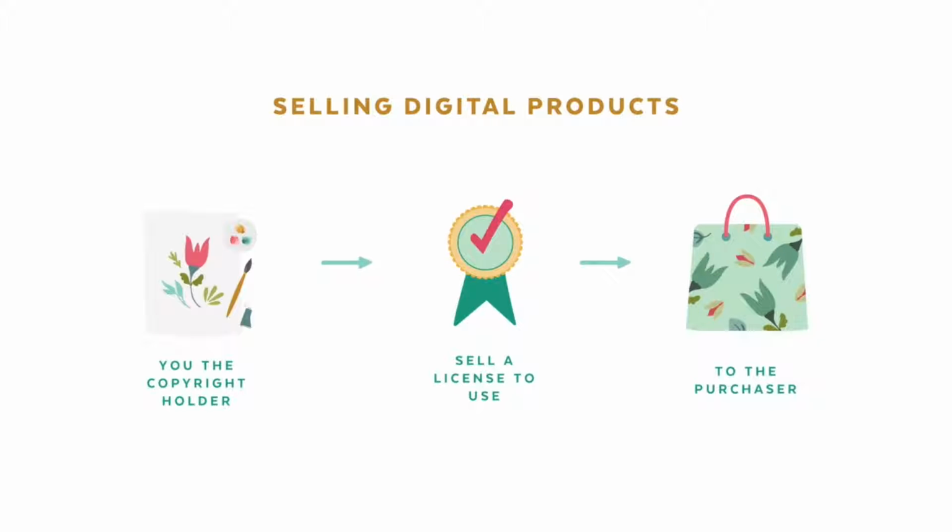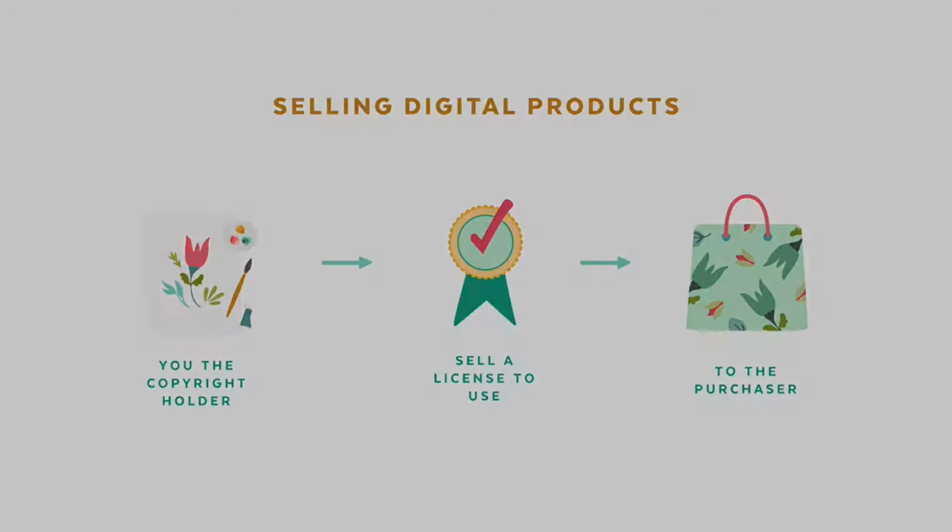When you are selling digital products, you are the copyright owner, selling a license to use your artwork to the person or company buying the license. You still own the copyright, you are just allowing others to use it to create products for their buyers.